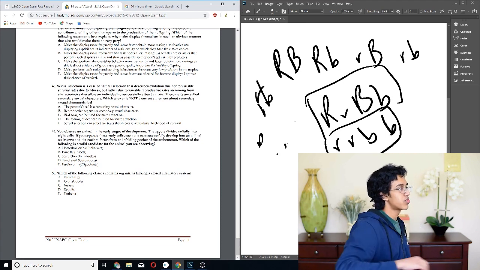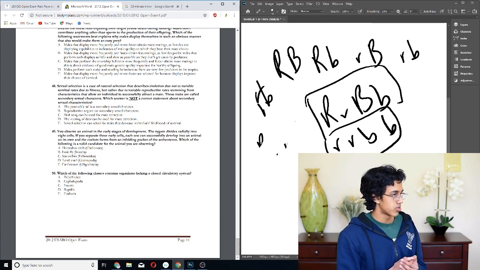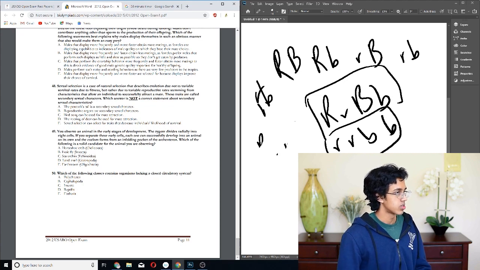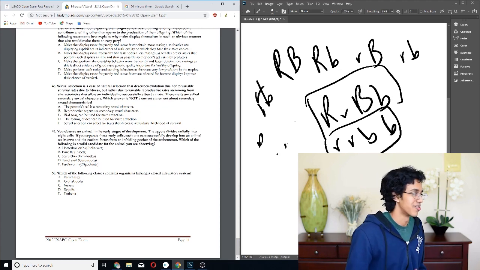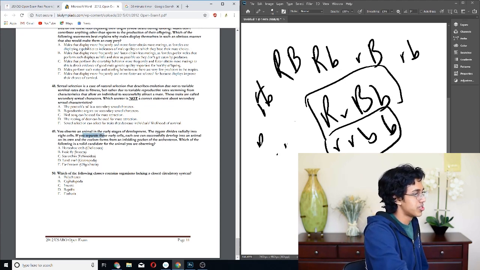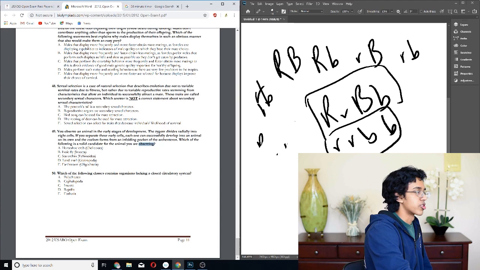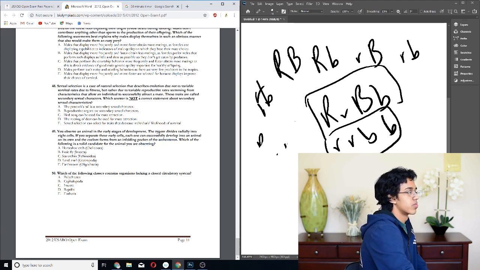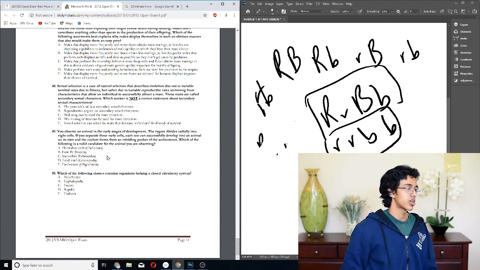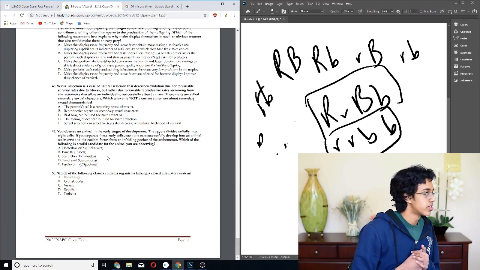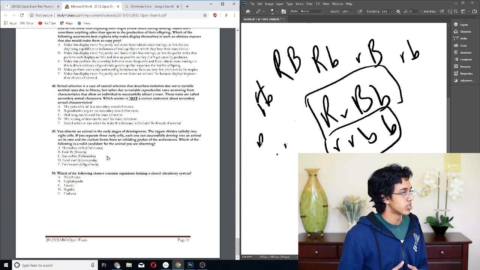Okay. You observe an animal in early stages of development, the zygote divides radially into 8 cells. If you separate these early cells, one can, and it's cool. So basically that means, this says it's deuterostome, and this says it's not. It is quite clearly deuterostome, so C seems right. Deuterostomes are really closer to chordata and stuff, so the closest one to us is C, sea urchins. So we're going to go with C.